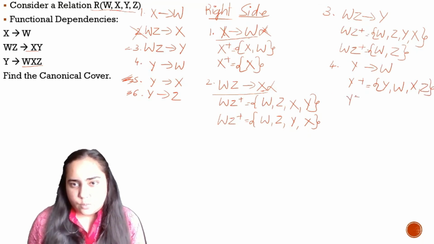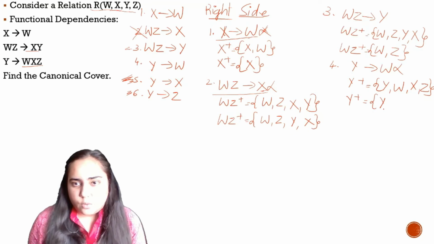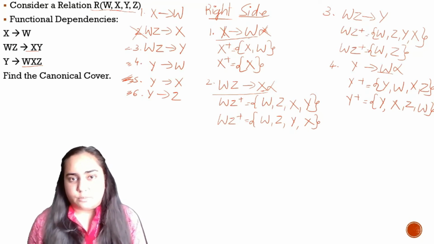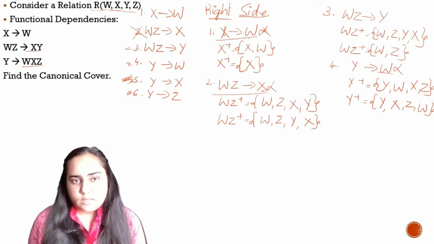Now let's try to find Y plus without the use of this dependency. I can add Y, and because of Y, using numbers 4, 5, and 6, I can add X, Z, and W. So once again, I am getting all the attributes. So I don't need this W on the right side. And if I remove W from the right side, then there's no point in keeping the whole Y determines W dependency at all. So that means this number 4 dependency is gone.